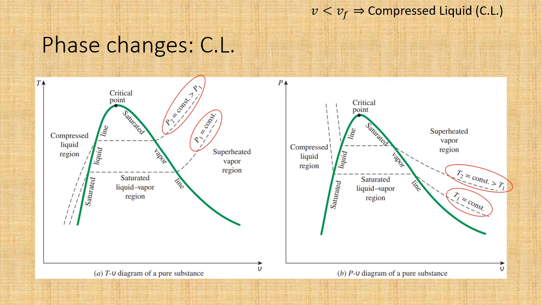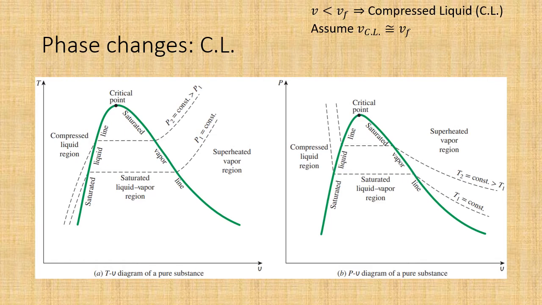Vf occurs for a constant pressure or temperature on the saturated liquid line, where the first bubbles begin to appear. So when V is less than Vf, we are in the compressed liquid region. The specific volume of compressed liquid is very close to the specific volume of saturated liquid. So for our purposes, we can assume that V for compressed liquid is approximately equal to Vf.